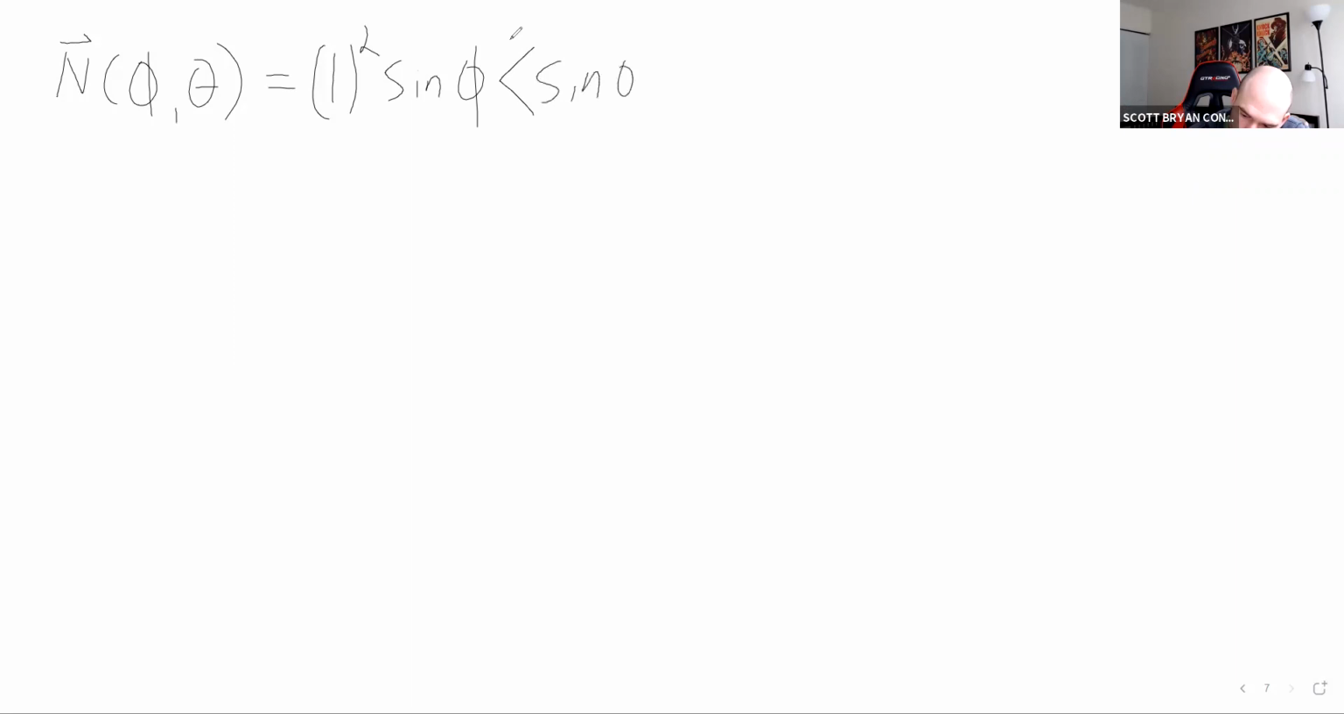So in this case, our radius is 1. So our n of phi theta is just going to be the radius squared, which is just 1. Radius squared sine phi times sine phi cos theta, sine phi sine theta, cos phi.